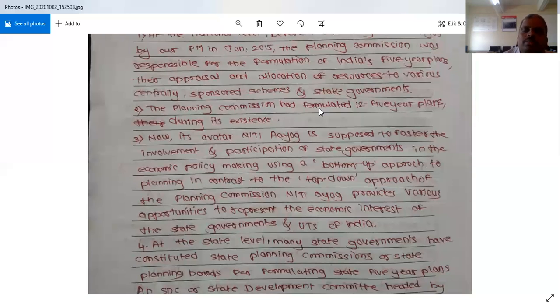The Planning Commission had formulated 12 5-year plans during its existence.